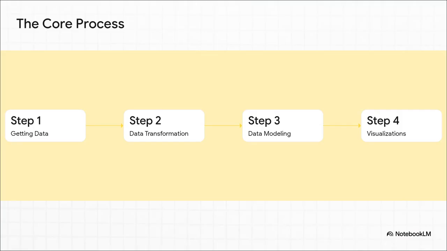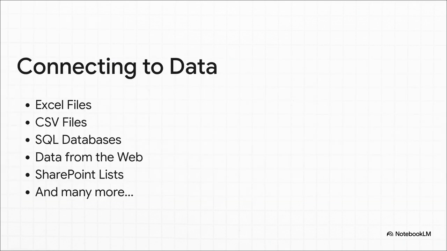The whole workflow really breaks down into these 4 core steps. It's a simple path to follow. First, you get the data. Second, you clean it up and shape it. That's transformation. Third, you build the relationships between your data. That's modeling. And finally, the fun part, you build your reports and visualizations. This is your roadmap.